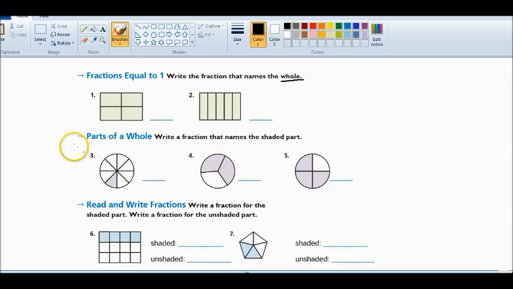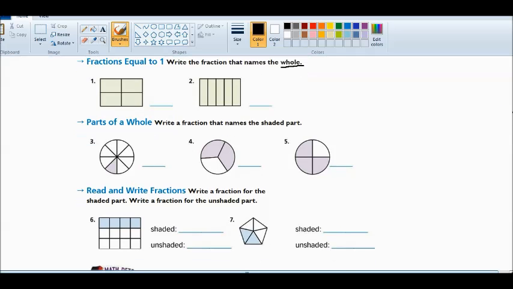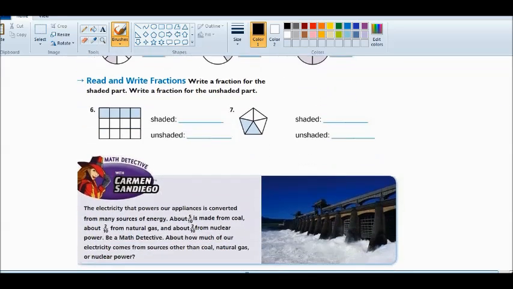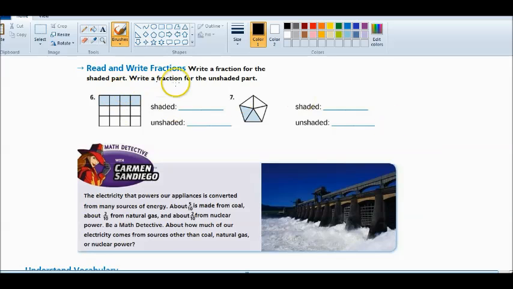Let's take a look at our next challenge. Parts of a whole. Write a fraction that names the shaded part. Try number 3. Try number 4. Try number 5. How did you do? Are you remembering the skills that you had from third grade? Let's scroll down here.